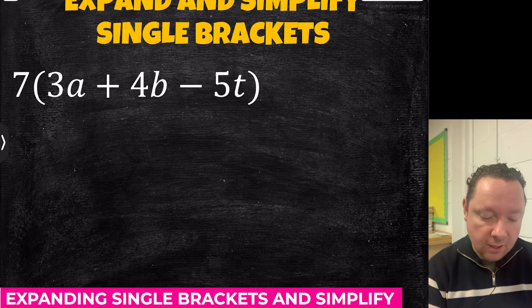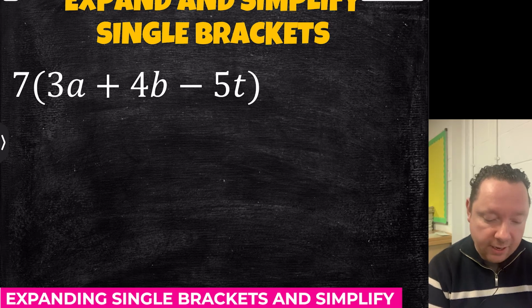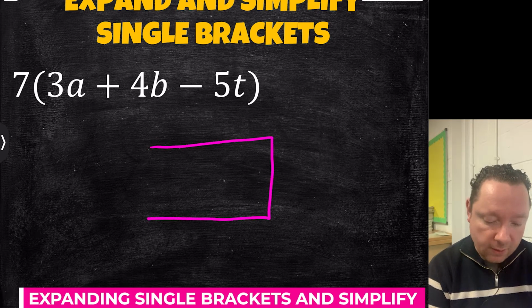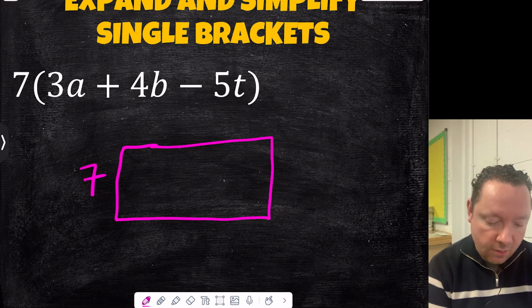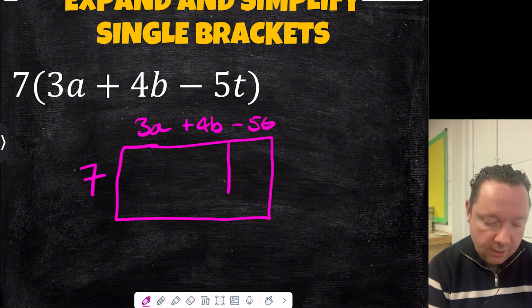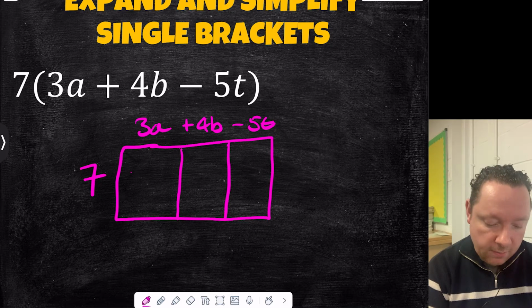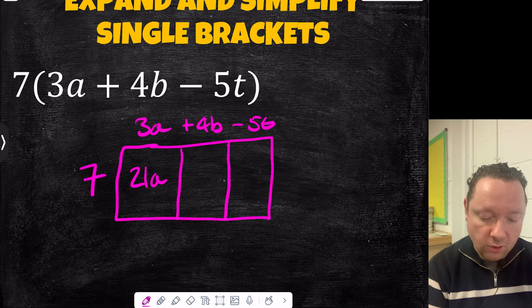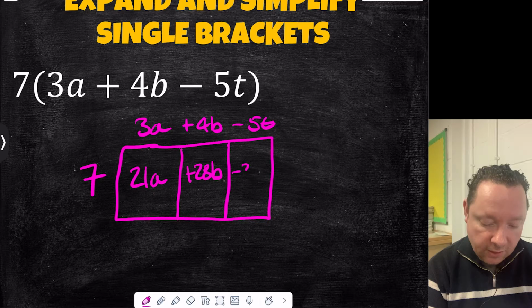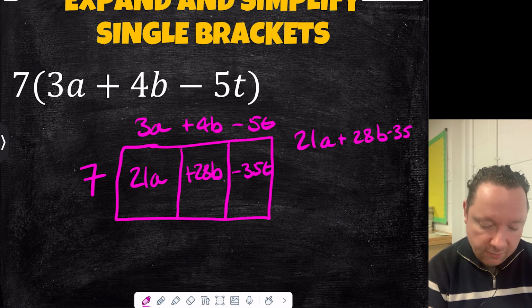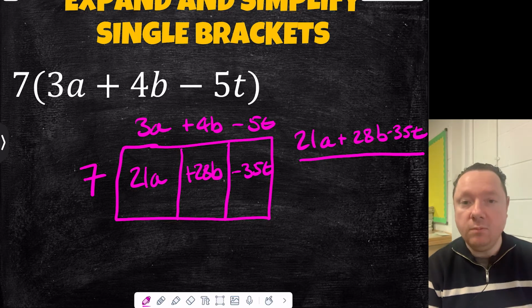Expanding and simplifying. First of all, I'm going to look at ones where I've got 3 terms. So I'll draw a big box. 7, 3a plus 4b minus 5t, split, split. 3 answers, 3 things in the brackets. 7 times 3 is 21a. 7 times 4 is 28, so 28b. 7 times 5 is 35, so minus 35t. So I can write that outside the box, 21a plus 28b minus 35t. No like terms, so I'm done there.